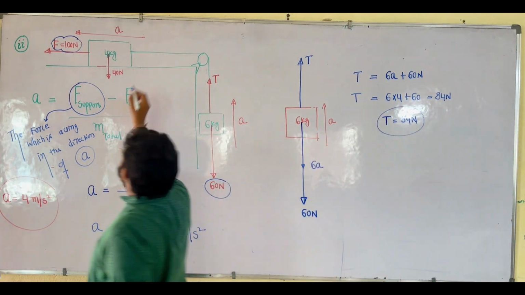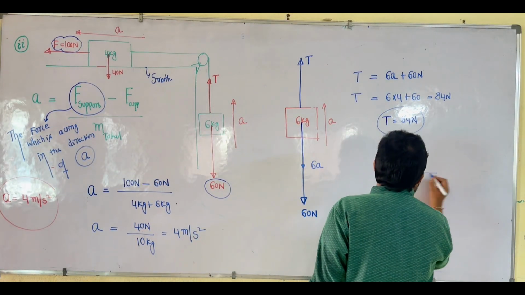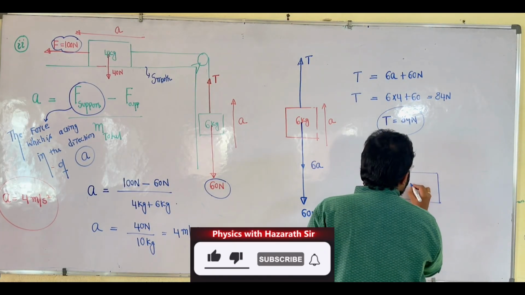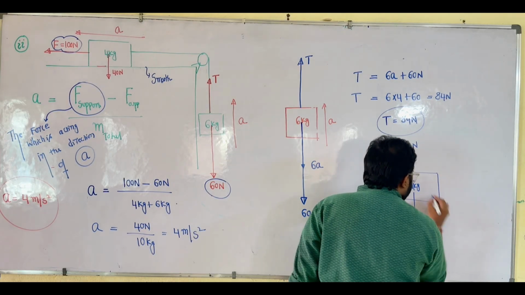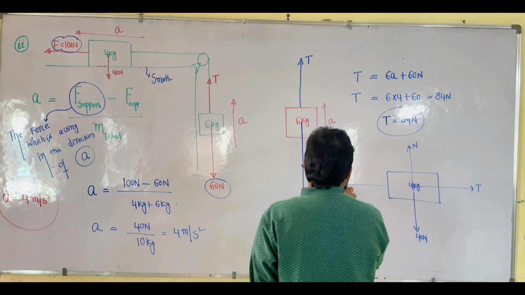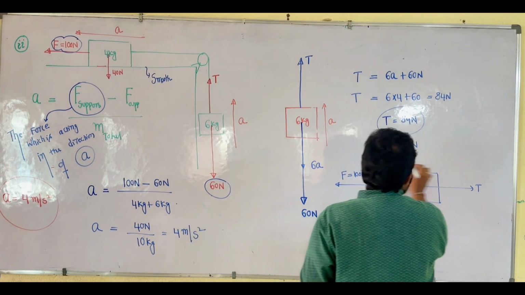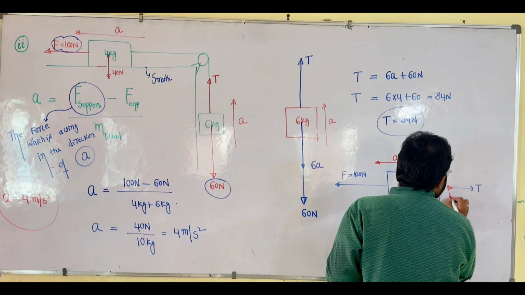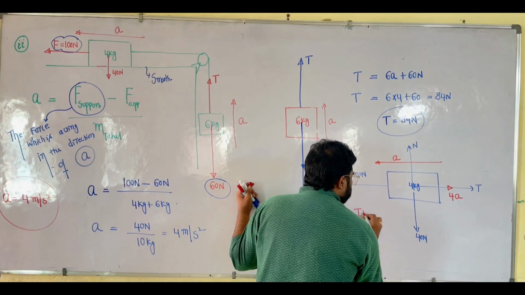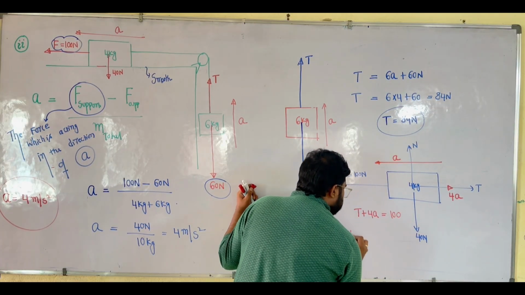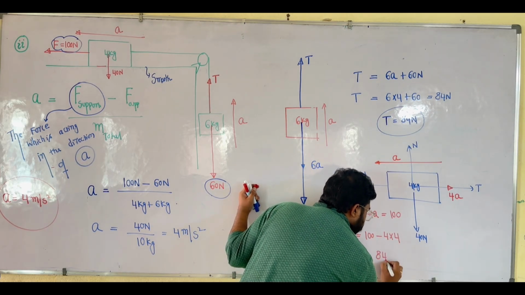This surface is smooth, no friction. What is the free body diagram for this 4 kg block? Normal reaction acts perpendicular to the surface, 40 Newton downward. Tension in the string, force is 100 Newton. Inertia acts opposite to the direction of acceleration, 4a. What is the equilibrium equation? T plus 4a equal to 100 Newton. T equal to 100 minus 4 into 4, T equal to 100 minus 60. 84 Newton.